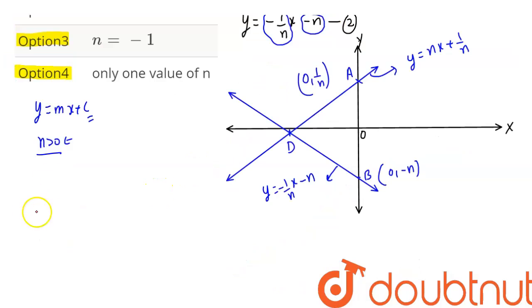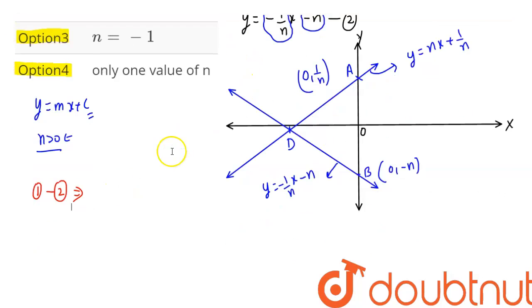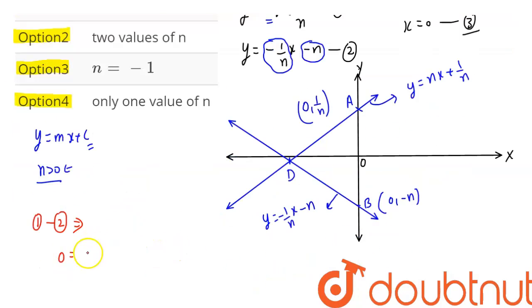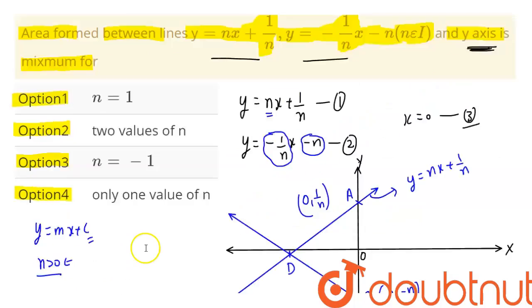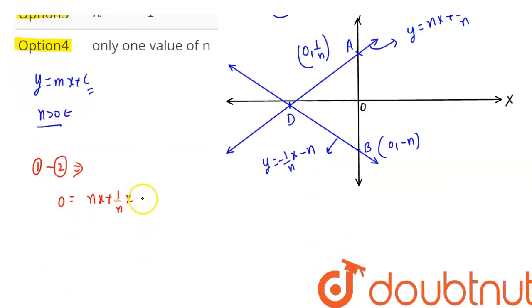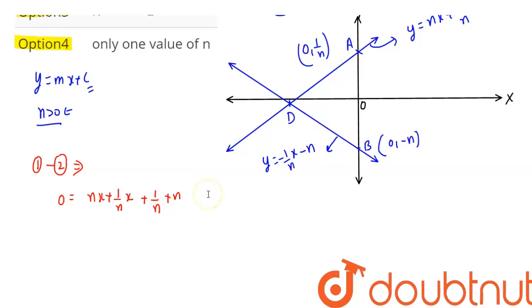So if we do 1 minus 2, then the y minus y gets cancelled out, so we get 0 on the left hand side, and that would be equal to nx plus 1 by n times x. Similarly here we have plus 1 by n minus of minus n, that is plus n. So here we get plus 1 by n plus n. So this is what we have got.